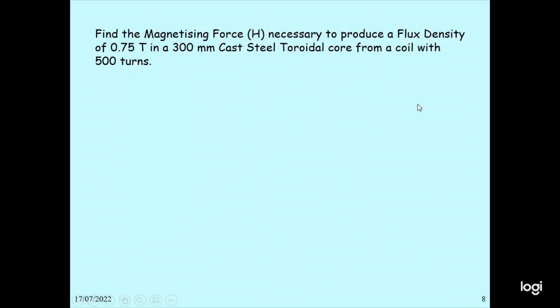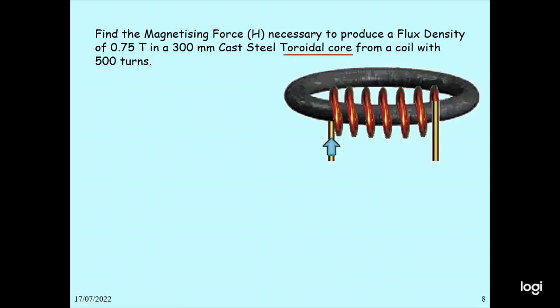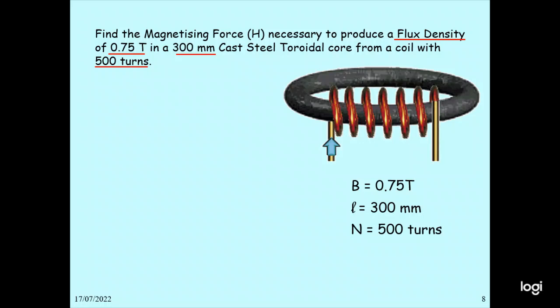We have to calculate the magnetizing force H necessary to produce a flux density of 0.75 Tesla in a 300 millimeter cast steel toroidal core with a coil of 500 turns. So in this case, B equals 0.75 Tesla, L equals 300 millimeter, and N equals 500 turns.